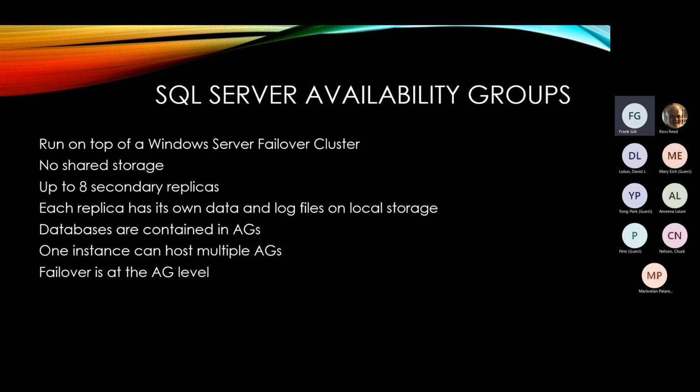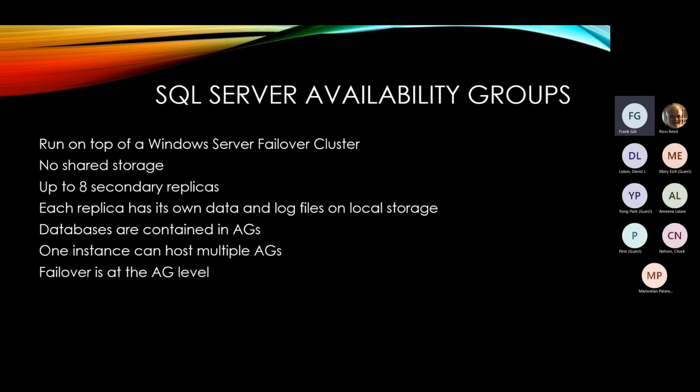So I will talk about availability groups now. Availability groups also run on top of a Windows Server failover cluster, but they are very different than an FCI in that there is no shared storage. And the failover is not at the instance level, it's the availability group level. With an AG, you have a primary instance and you can have up to 8 secondary replicas. Because there is no shared storage, each one of these replicas has a local copy of the data and log files for the databases that are in the availability group.